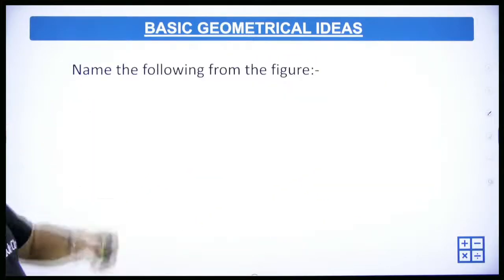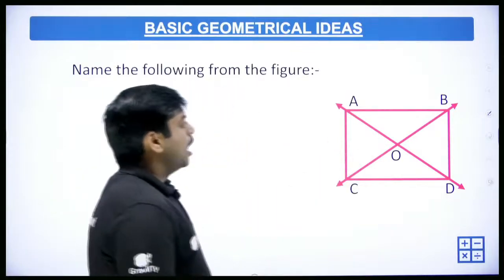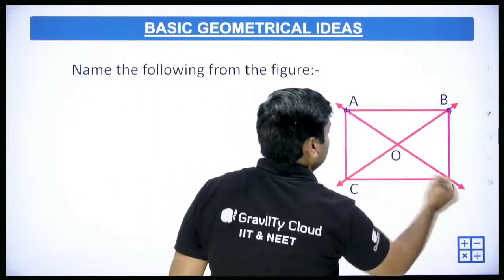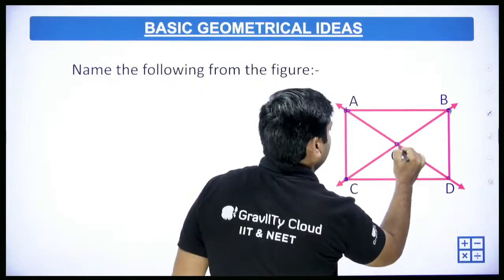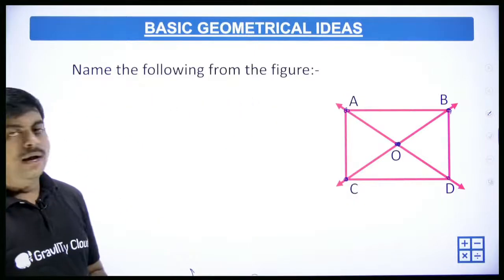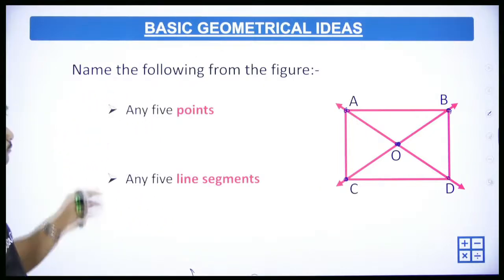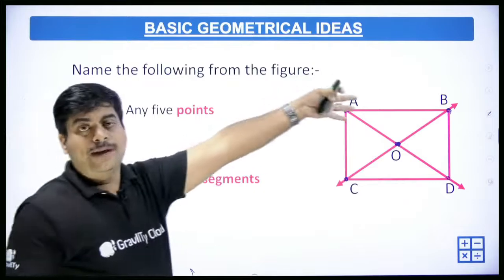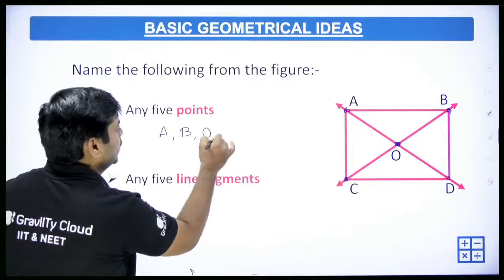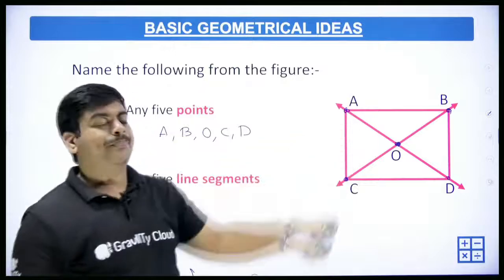Next one: name the following from the figure. We have a figure here, a rectangle or a square, with points A, B, C, D, and two diagonals meeting at O. The first question is, name any 5 points. We write them with capital letters: A, B, O, C, D. All these are points.